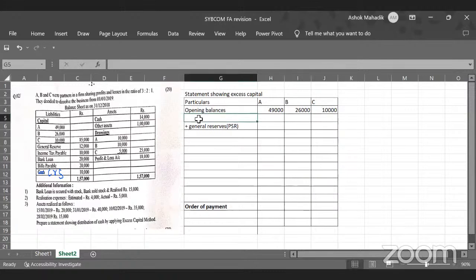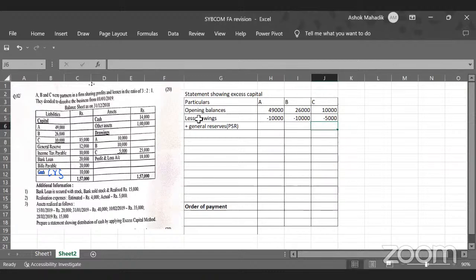What do you do with the drawings? That is the amount withdrawn by them. So why shall we repay them? They have already taken it. So remove that from capital, less drawings. Okay. How much is the drawing? 10,000, 10,000 and 5,000. Okay.